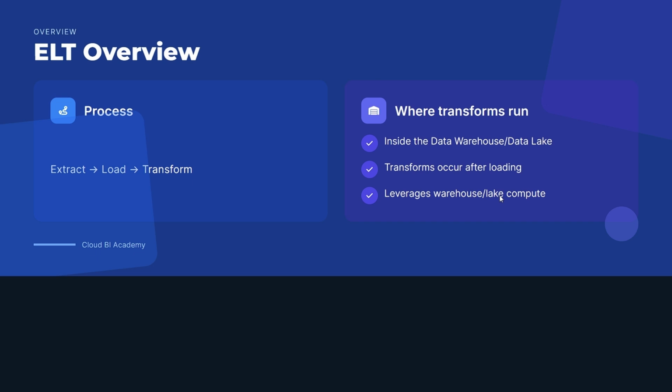Then we move to ELT. ELT is a modern cloud-native approach. Here we first extract, then load, and finally transform. It means pull data from the source, load it directly into a raw zone inside a data lake or into a staging area in a data warehouse, and then do the transformation using the power of cloud compute like Synapse, Snowflake, BigQuery, and Databricks to transform data.